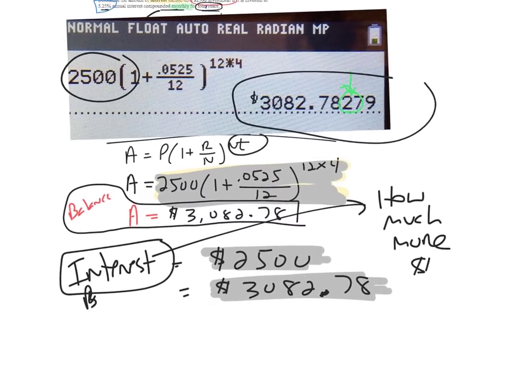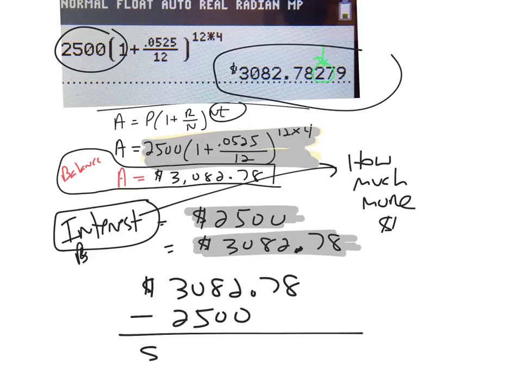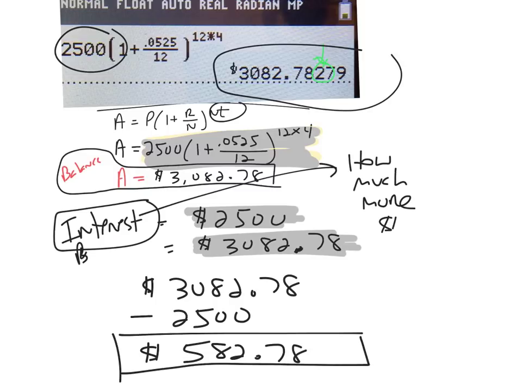Well, if I take those two values, if I take the 3,082.78 and if I subtract the 2,500, that's how much more money you have. You have $582.78 more, right? Because you started with 2,500, you're now up to this 3,000 number. So this is how much more you have. That's how much interest you earned.